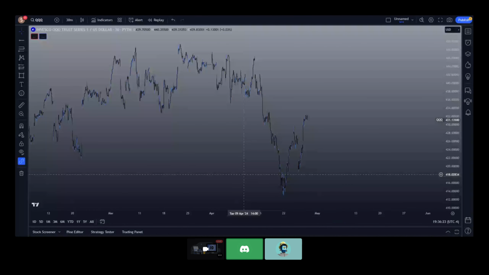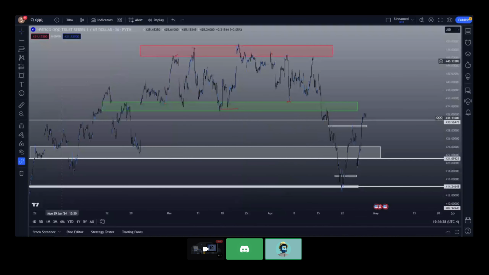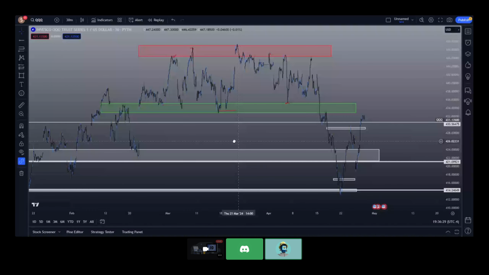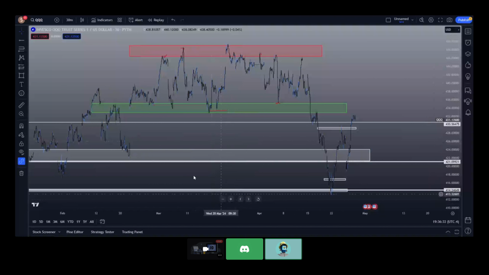I'm trying to find the exact one. Start screenshotting the trades that you take, or the trades that you would want to take. If you can't take them, screenshot them so you can always go back and have a result, so you don't have to go back on the chart and look at it.